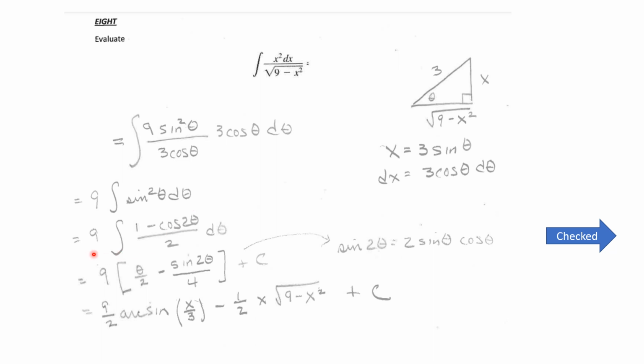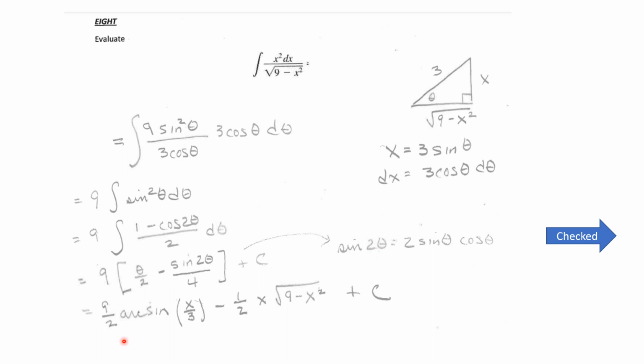Now this is going to be 9 times, I have to use the trig identity for this, (1 minus cosine 2 theta) over 2 d theta. And so when I integrate that, I will get 9 times (theta over 2 minus sine 2 theta over 4), then plus c. But then, in order to reverse your substitution, you have to use the trig identity that the sine of 2 theta is 2 sine theta cosine theta.